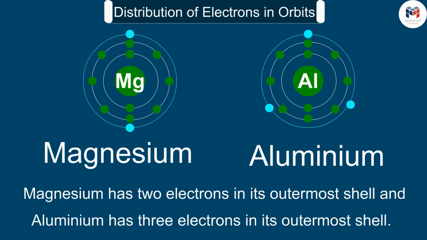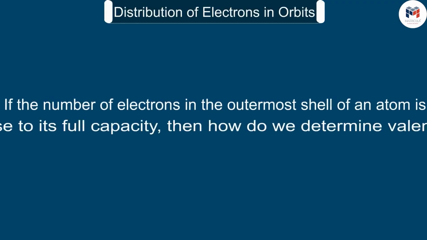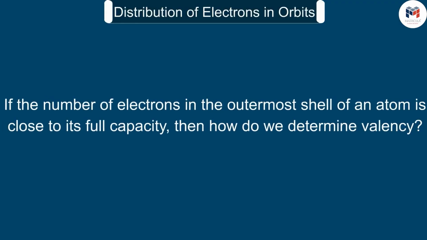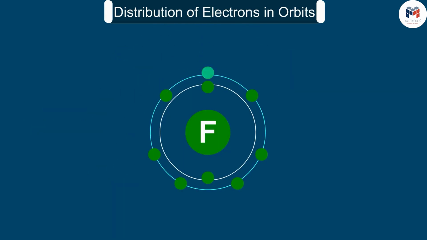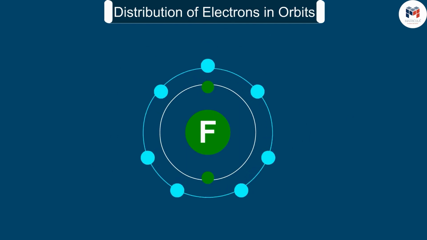in its outermost shell. But if the number of electrons in the outermost shell of an atom is close to its full capacity, then how do we determine valency? In this case, valency is obtained in another way. Let us try to understand it by an example. For example, the fluorine atom has 7 electrons in the outermost shell, and its valency could be 7.